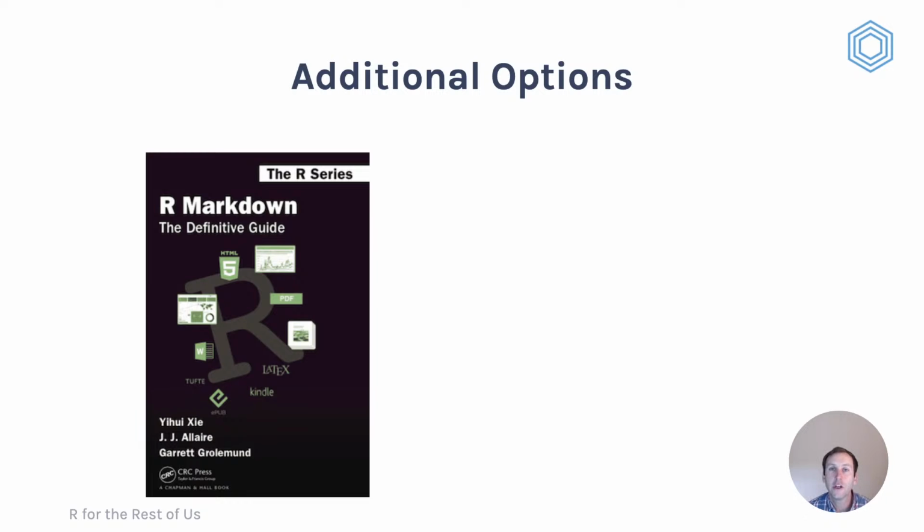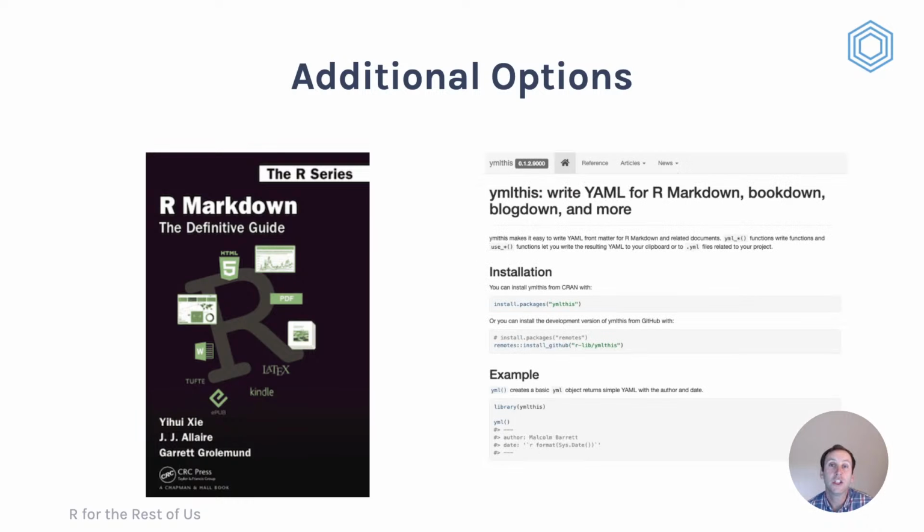If you're looking for additional options in your YAML, check out R Markdown: The Definitive Guide. And again, I'll have a link in the Learn More section. It's a great book that gives you all of the various options you can use in your YAML to change the output. I also suggest taking a look at the YAML this package. It makes it a lot easier.